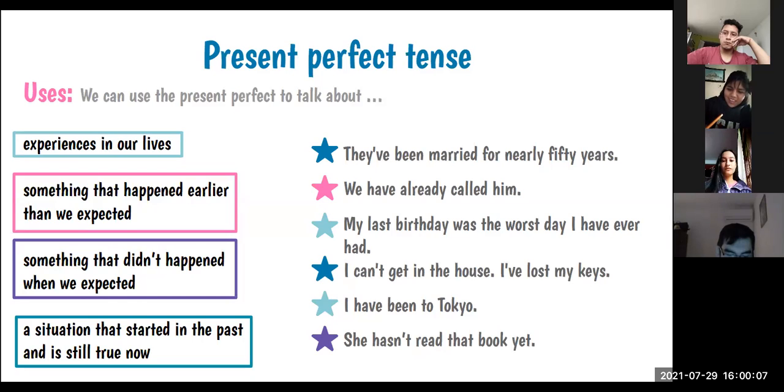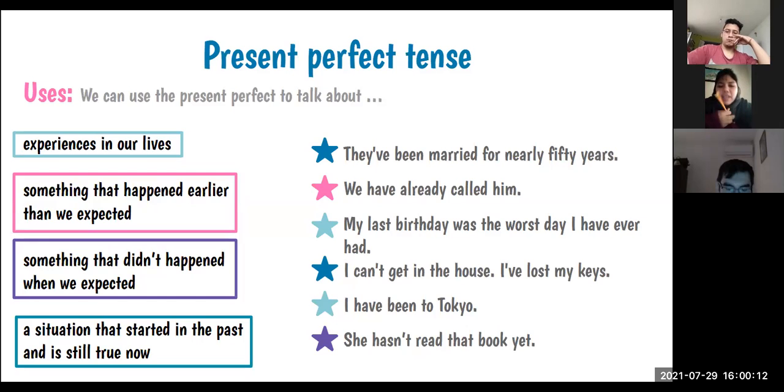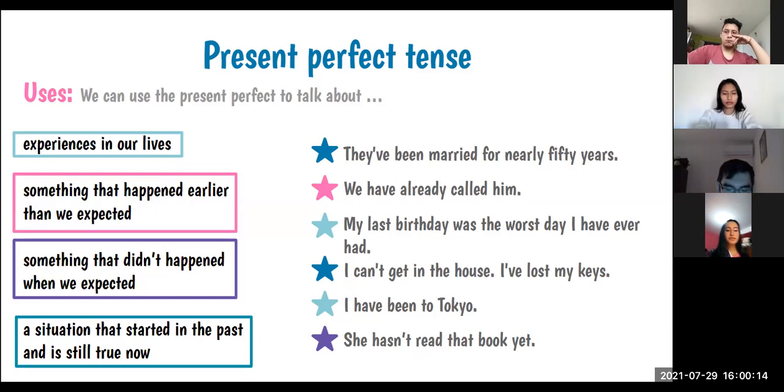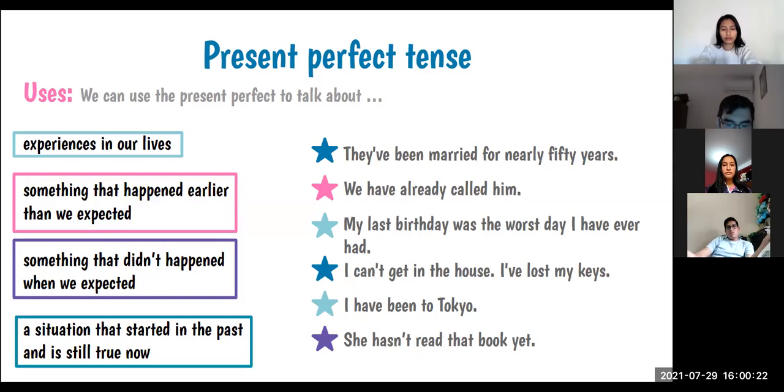I didn't do it, but I have a question. En el ejemplo de she hasn't read that book yet, ¿podríamos poner un still en vez de yet? Yes, could be. Pero still es que todavía lo sigue haciendo. Ya. Ok. Generalmente lo ocupamos el still de esa forma.